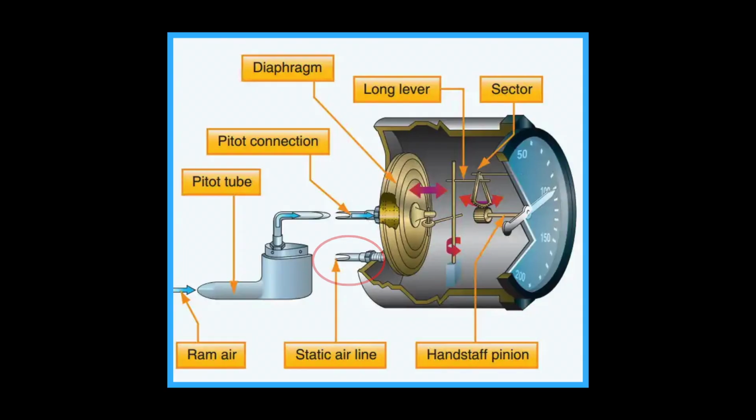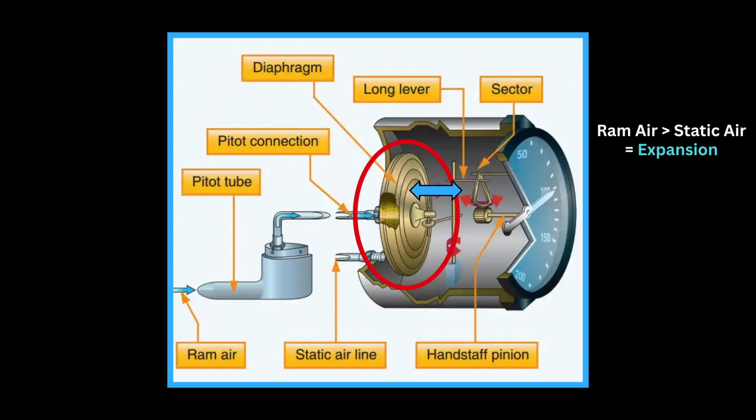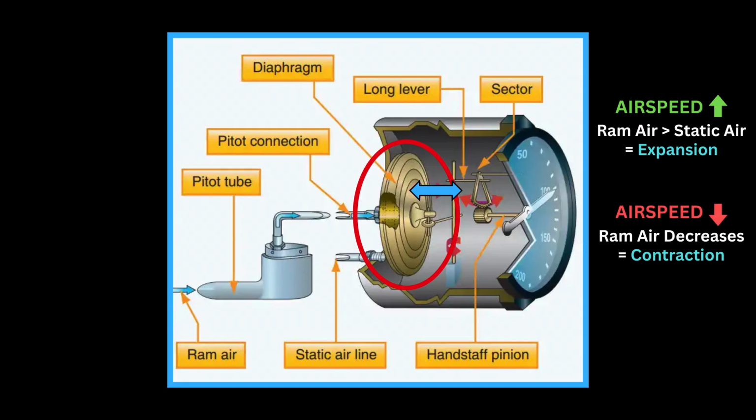Both the ram air and static air travel to a diaphragm that expands and contracts based on the levels of ram and static air. Just picture the movement of an accordion. When the ram pressure becomes greater than static pressure, the air inside the diaphragm pushes outward, causing it to expand. As ram pressure decreases, the diaphragm contracts. Think of it this way. As airspeed increases, the diaphragm slowly expands with it. And inversely, as airspeed decreases, the diaphragm slowly contracts.